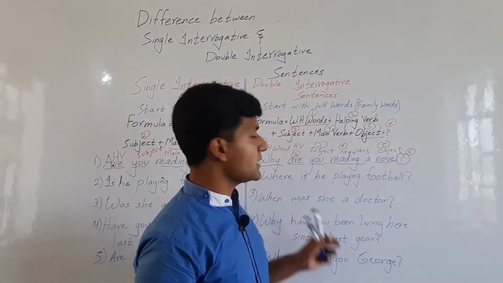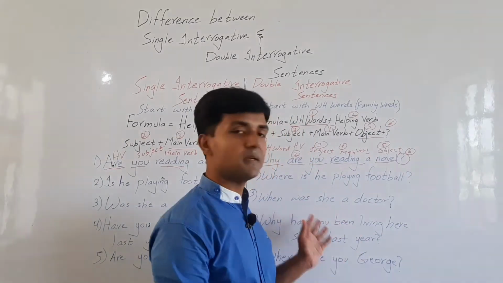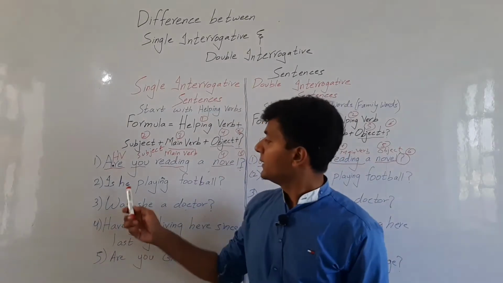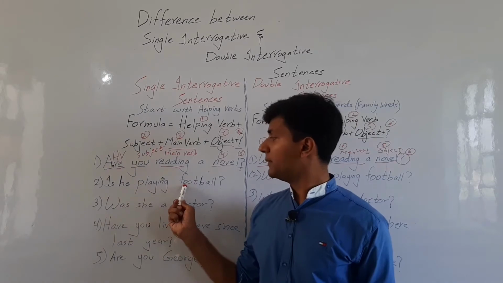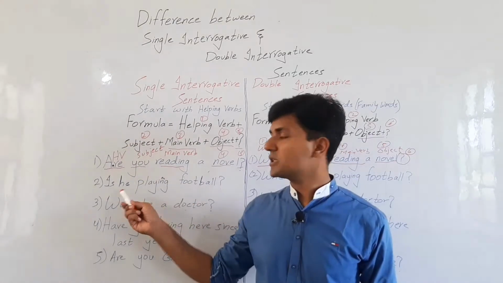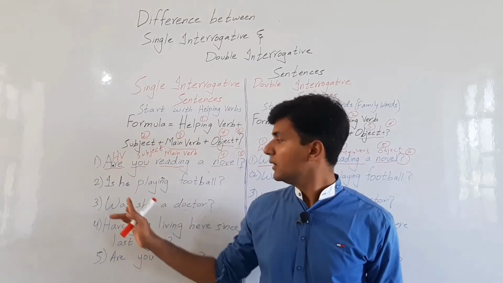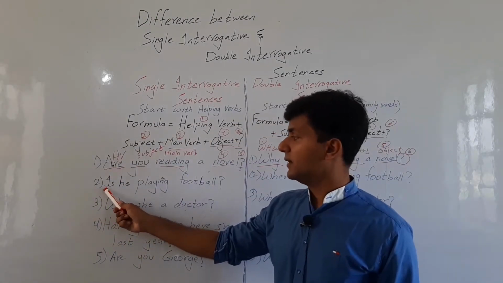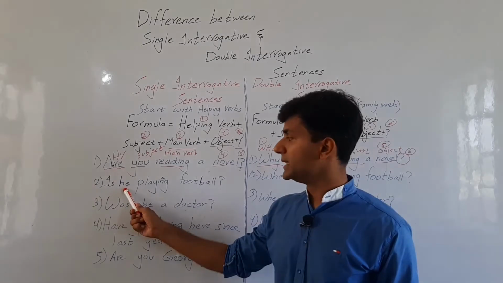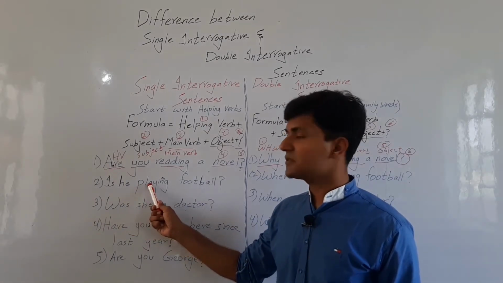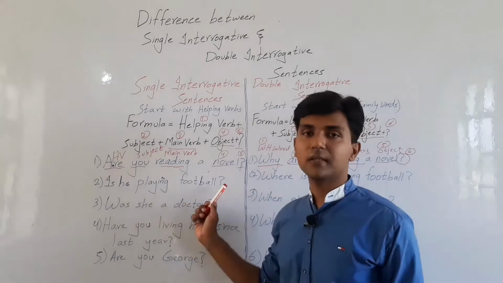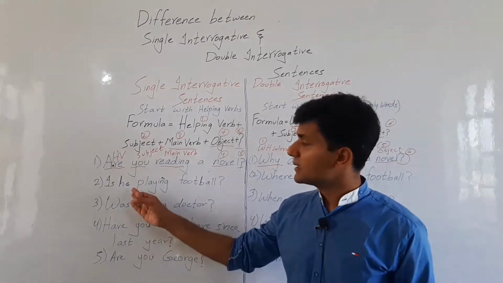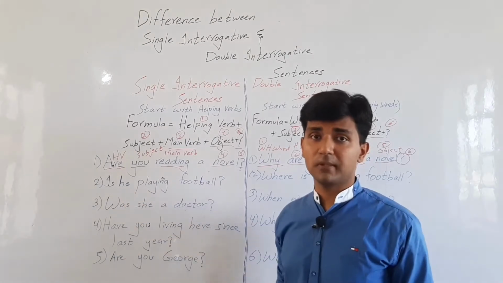So some other examples, we have some other sentences. As you see, is he playing football? Question mark. Is he playing football? So according to the formula, is is the helping verb, he is the subject, playing is the main verb, football is the object, and then the question mark. Now how can we change this single interrogative sentence into a double interrogative sentence?